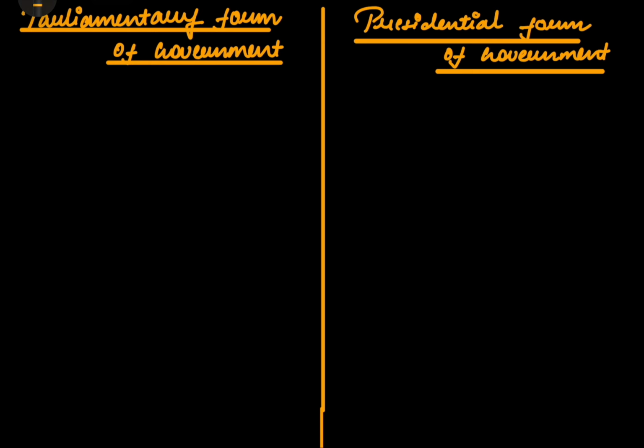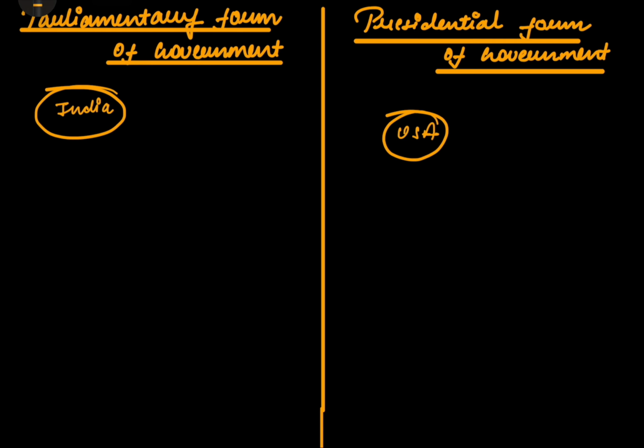Hello everyone. So in this video we will see the difference between the parliamentary form of government and presidential form of government, or in simple words, what is the difference between India versus USA government. Can you give me some examples of parliamentary form of government except India? Think over it in your mind. What can be the example of presidential form of government except USA?